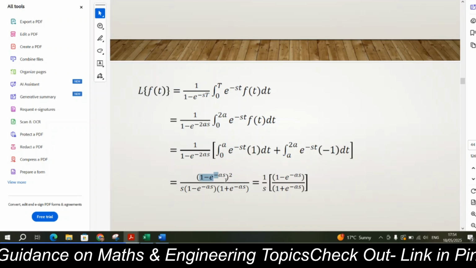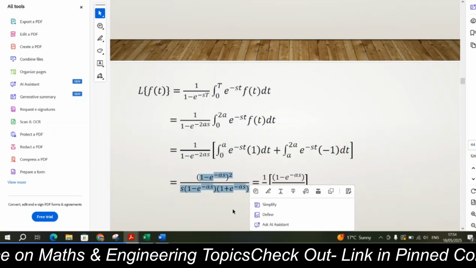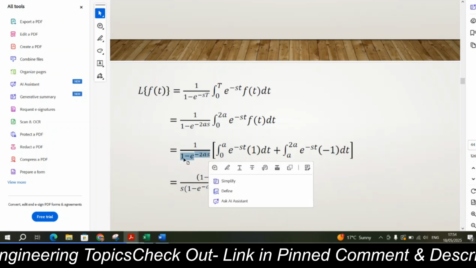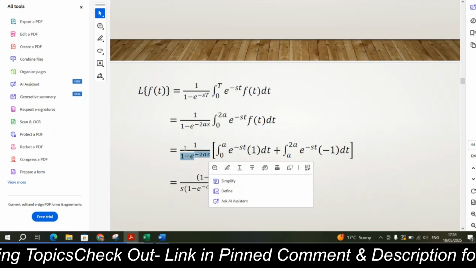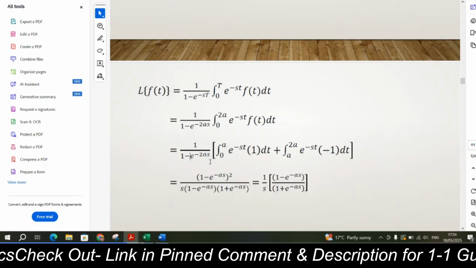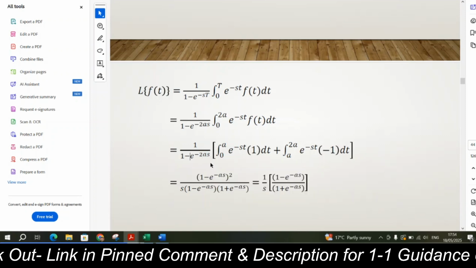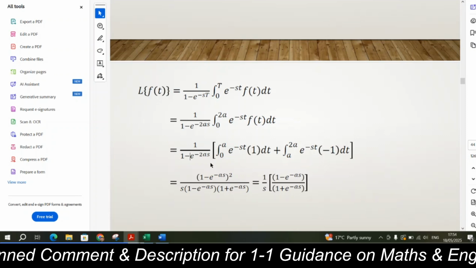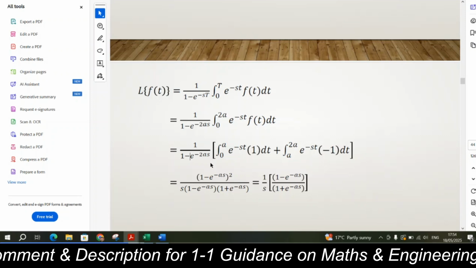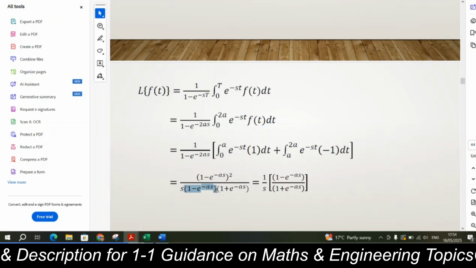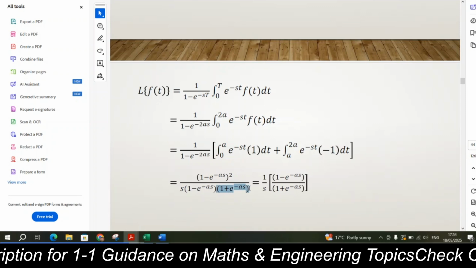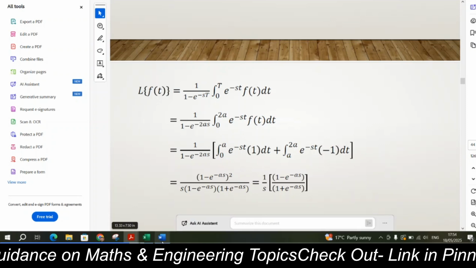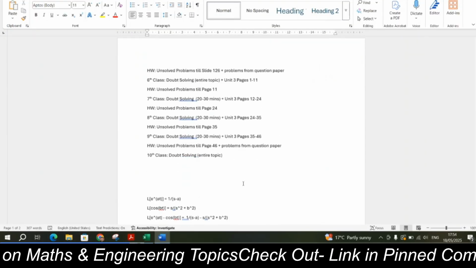This particular step, from this to this, you will have to solve it. So what they have done, I'll just tell you. This one is basically 1 is actually 1 square, and e raised to minus 2s is e raised to minus as the whole square. So basically they have a square minus b square, and they have used a plus b into a minus b. Correct. So that's why you have 1 minus e raised to minus as into 1 plus e raised to minus as. Whereas the numerator part, they have not simplified it.